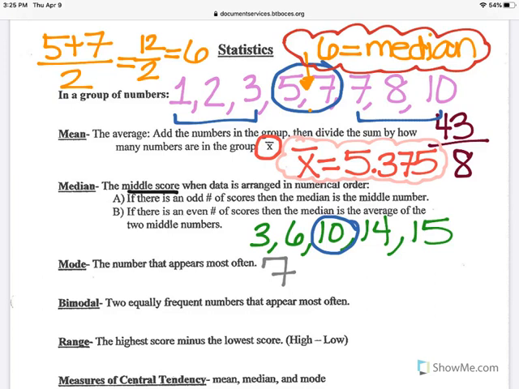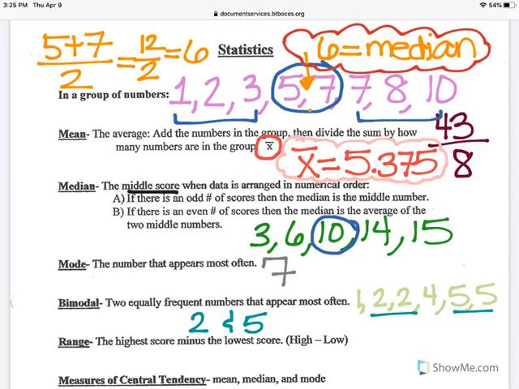So I'll give you an example again. I'm just going to make this up on the fly. If we have, for instance, 1, 2, 2, 4, 5, 5, then bimodal, the two modes, the two numbers that appear most often in this scenario, would be 2 and 5 because they both appear twice. Now, if you have no mode, it means that none of the numbers repeat, they all happen the same amount. And that could happen as well.